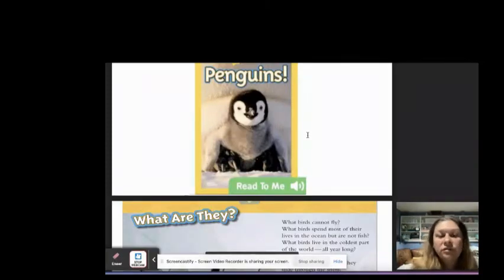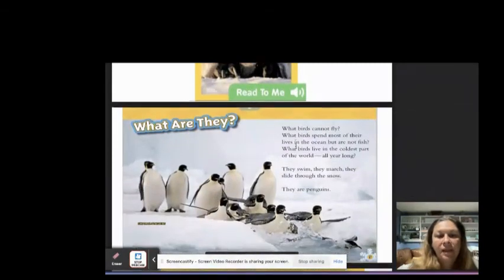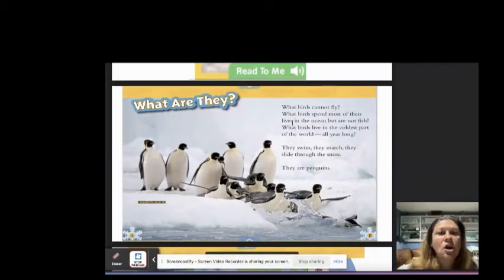So on the cover, I see that the text says penguins, and then there's a picture of a penguin. So not only is it telling me what the book is about, it's also providing me a visual of what they look like. And then it's asking me, what are they? Then it gives me information of what they are and a photograph. So here I'm looking at some emperor penguins. So now I can see what penguins look like.